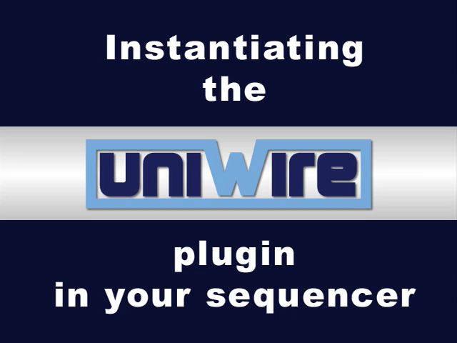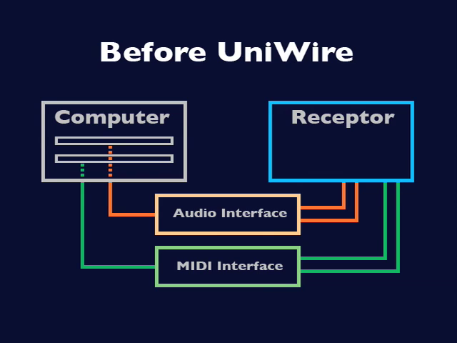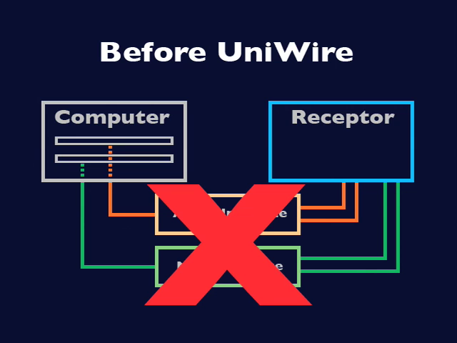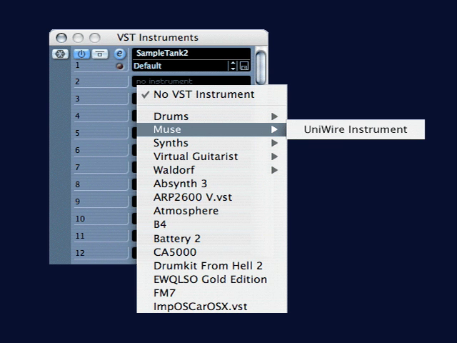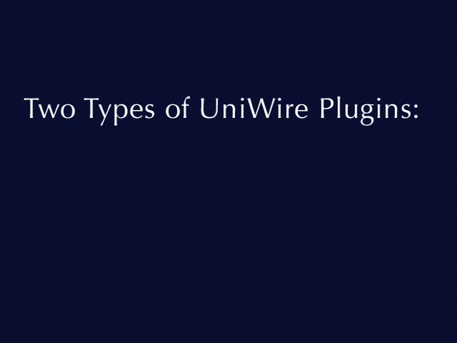Now that you've connected Receptor to your host computer and configured it for UniWire, you're ready to start sequencing. As mentioned previously, Receptor no longer needs audio and MIDI cables to connect to your digital audio workstation. Instead, you work with Receptor the way you would work with any software synthesizer or effect, by instantiating it as a plugin. There are two types of UniWire plugins.